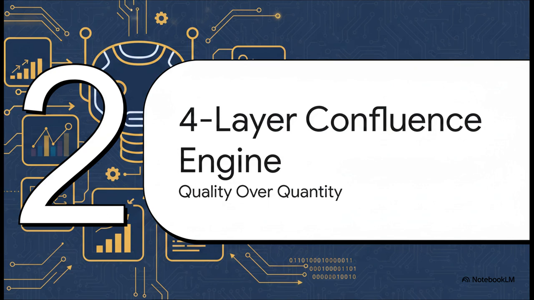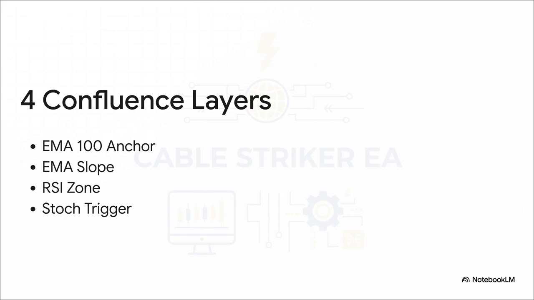Moving on to Section 2, the 4-layer confluence engine, quality over quantity. Now, what's really interesting here is how this EA actively prevents overtrading. A lot of robots out there just fire off trades based on a single indicator signal. But Cable Striker requires these 4 distinct layers to agree simultaneously.